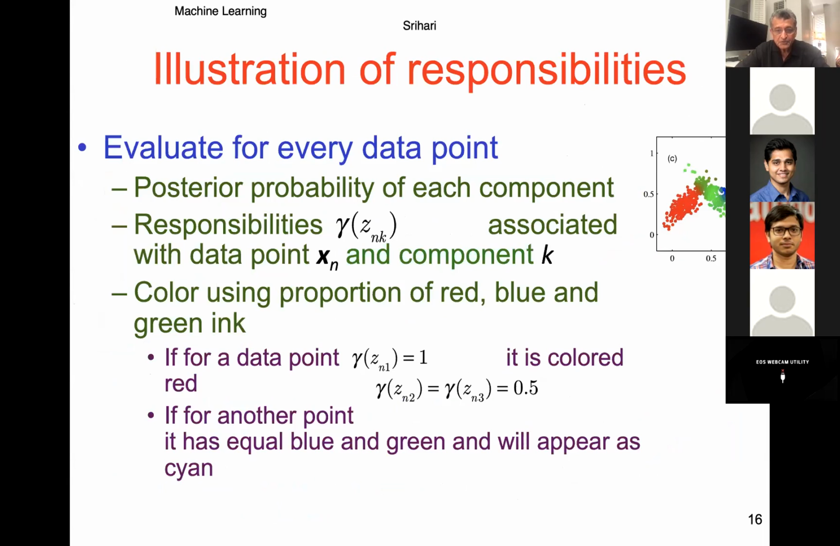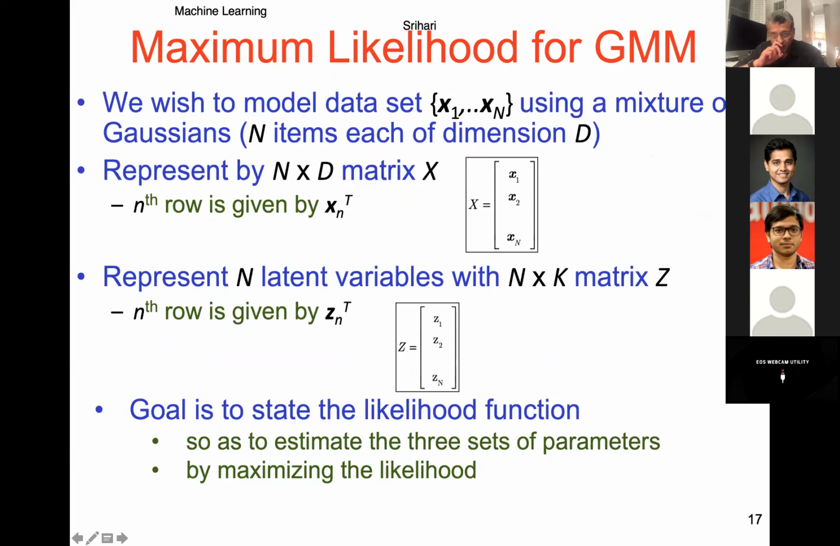And so they compute the responsibilities gamma of znk associated with data point xn and component k, and this is what constitutes the class that is going to be determined for a data point. It says for a data point with gamma of znk equal to 1, it is colored red, and for another point it has equal blue and green. So these responsibilities determine the color. Is it one color or is it 2 colors, and so on. And all of this is being formulated as a maximum likelihood for a Gaussian mixture model.